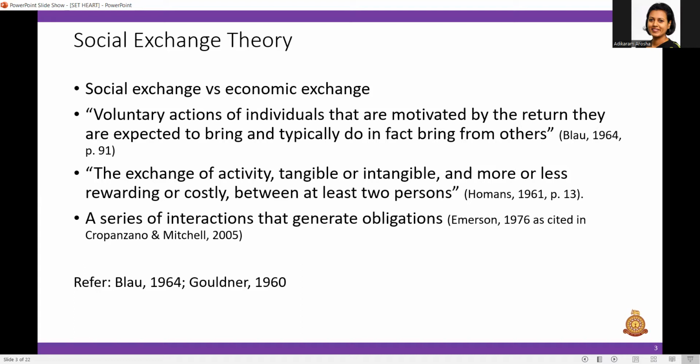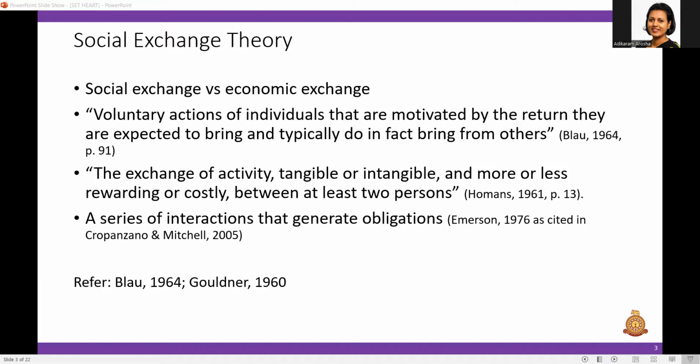Now, if you look at Blau's definition: voluntary actions of individuals that are motivated by the return they are expected to bring and typically do in fact bring from others. Voluntary means people do it because they want to do it, right? There is no coercion or anything. So we do things, right? I might go out of my way to help a colleague, but in the back of my mind, I expect something in return, maybe of the same value, or that later on I can count on that person to help me.